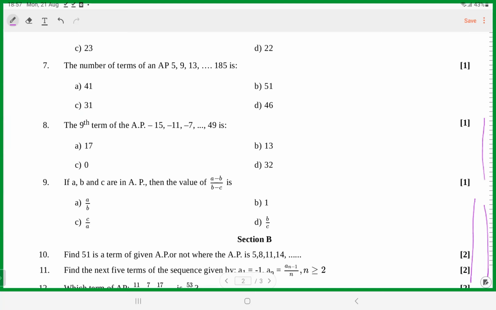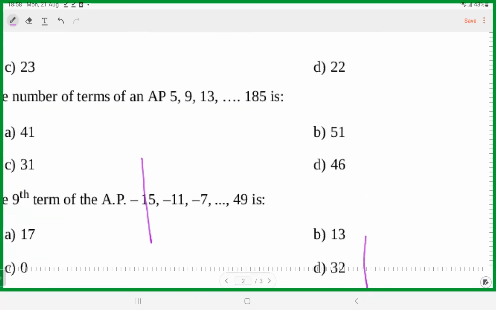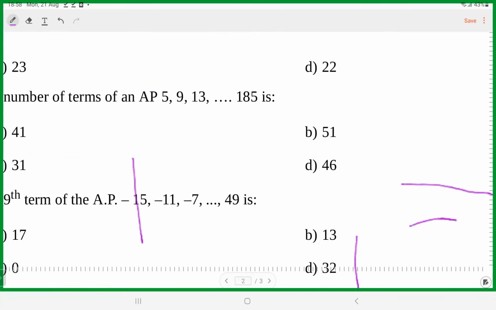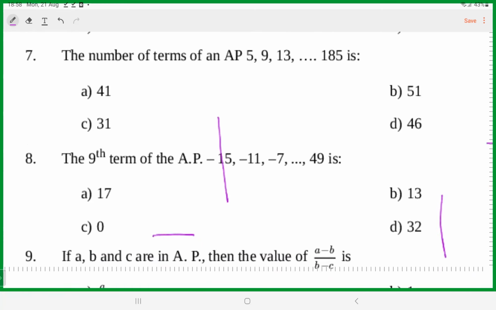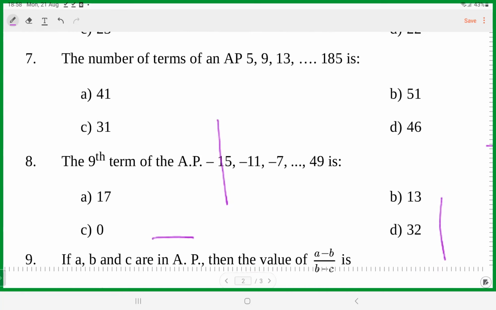So yeah, the seventh one is the number of terms of the AP. So how many terms are there? We just need to find n, right? Given a plus n minus 1 into d equal to 185. A equal to 5, d equal to 4. We need to find the n value. That's it.